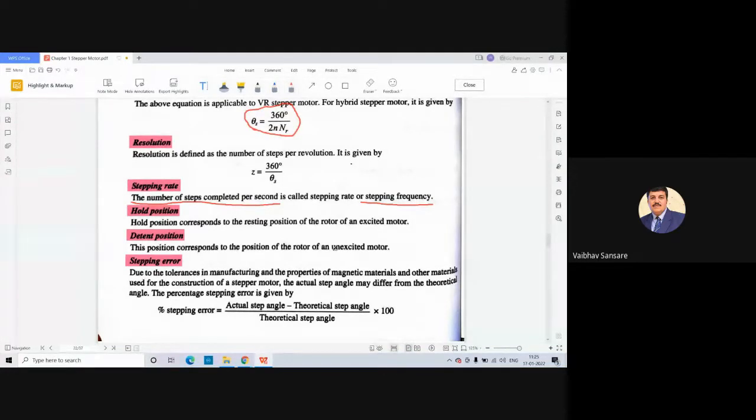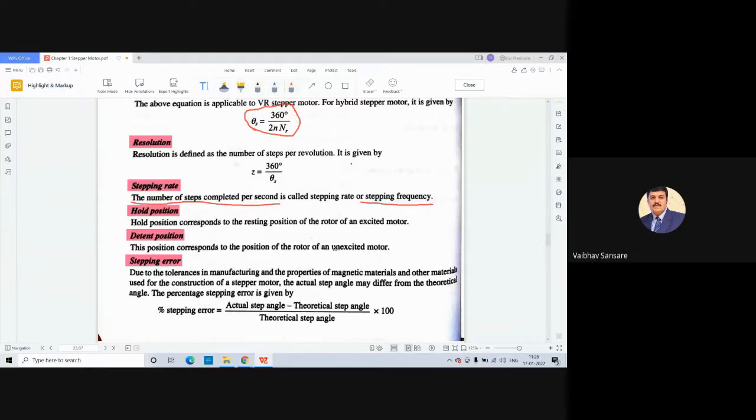Now, what is the meaning of hold position? Before moving towards these definitions, I think all of you are familiar that there will be two positions for a stepper motor. One position is when the stator winding is excited, and another position is when the stator winding is unexcited.